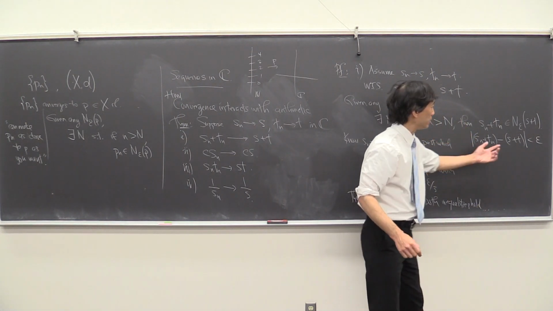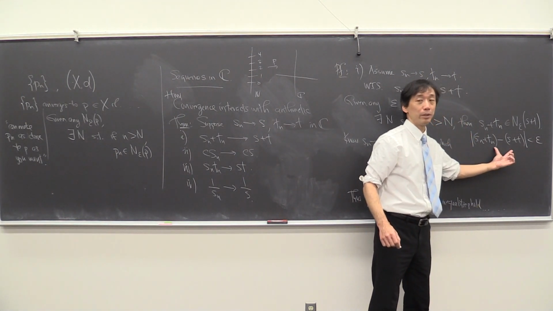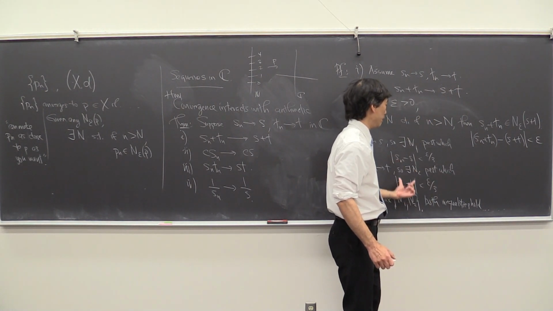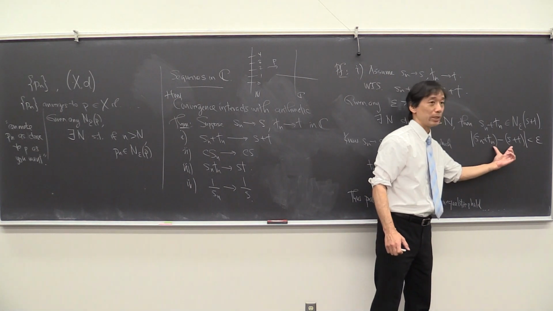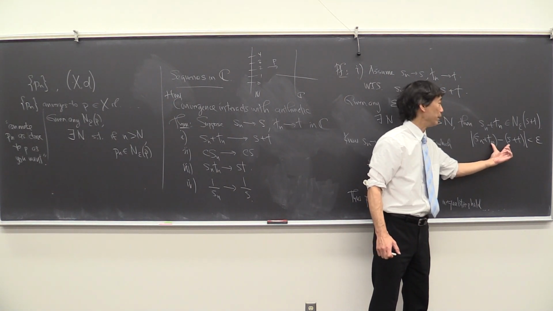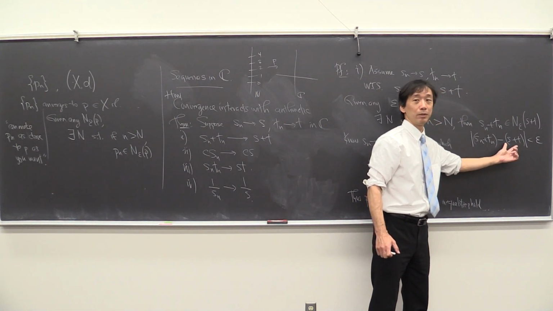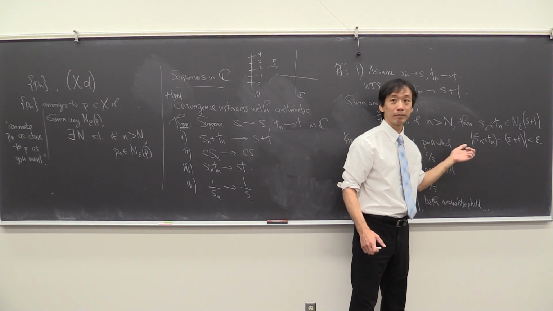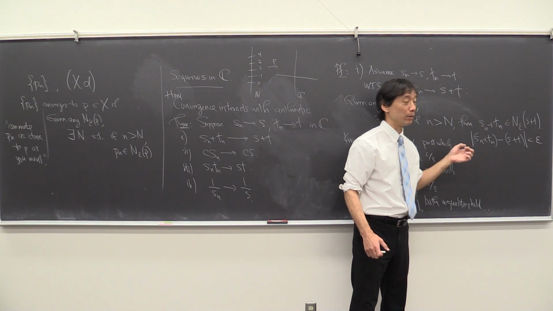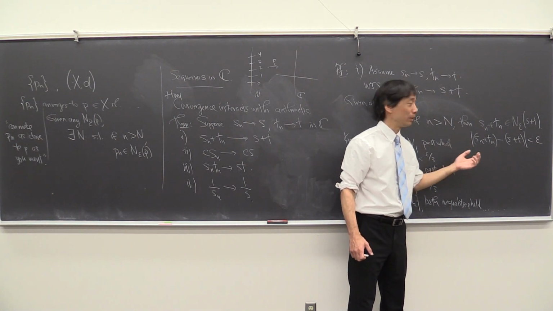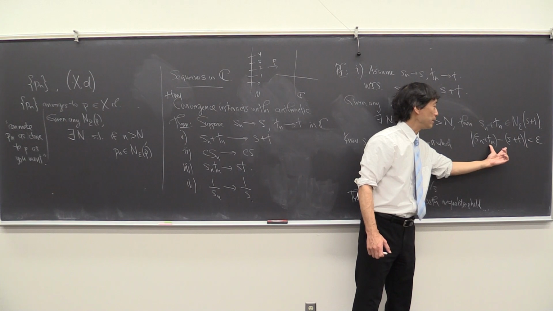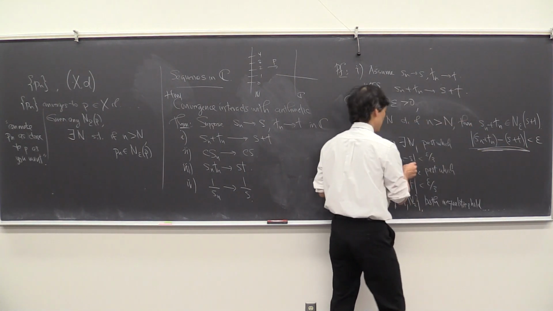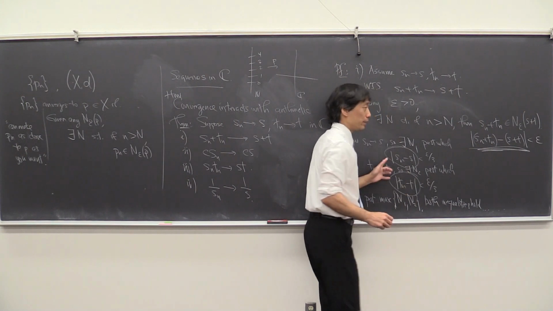Does that help us? Does that give us what we want? If these guys are within a third epsilon of their limits, does that help us get that this guy is within epsilon of its limit? Sure. What's the thing we need to invoke? Anybody see there's something we need to relate this thing to these things, right? What's the relation between this thing and these guys here?